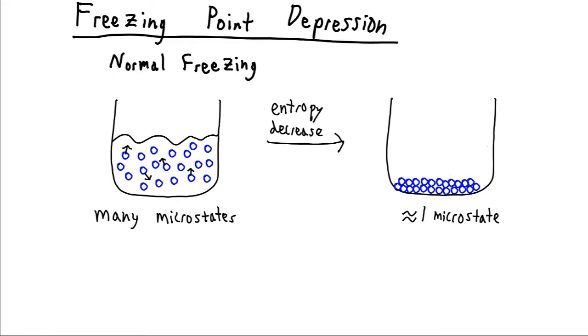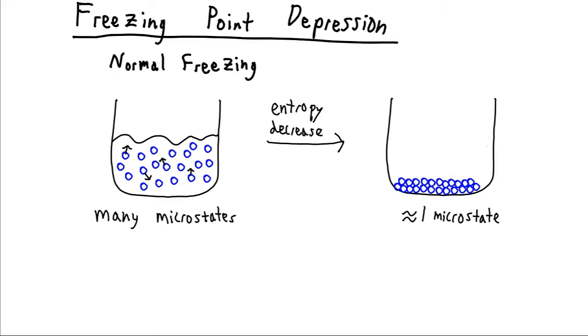Compare that to the solid case. If we have all the molecules kind of locked together in a crystal, they aren't really moving around, let's say that that corresponds to about just 1 microstate. Just not very many ways to arrange the molecules in that system. Well, that is a significant difference in entropy. We have all these arrangements, and we go down to just 1 arrangement. We have decreased entropy.